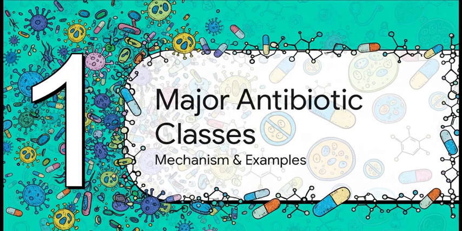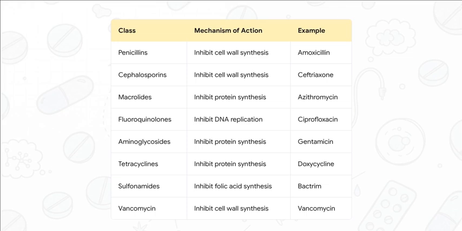This first section is all about those major classes you are almost guaranteed to see on your exam. Okay, so look at this table. Don't let it overwhelm you because there's a really cool pattern here. See how penicillins, cephalosporins, and vancomycin all do the same thing? They all inhibit the bacteria's cell wall. Then you've got this other group, macrolides, aminoglycosides, and tetracyclines, that all inhibit protein synthesis. And the last two have their own unique jobs. If you can remember these groupings, it's a huge shortcut for answering NCLEX questions.